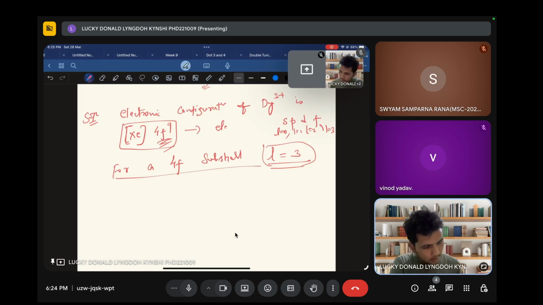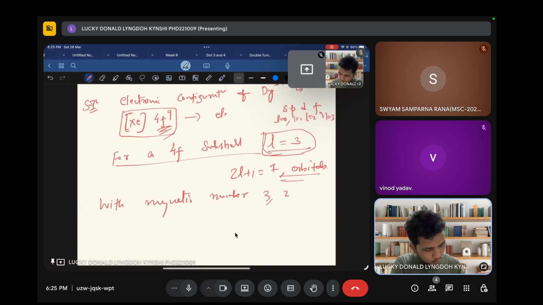With the angular momentum quantum number L equal to 3, 2L plus 1 equals 7, and you will get 7 orbitals with magnetic quantum numbers 3, 2, 1, 0, minus 1, minus 2, and minus 3. So for the 4f subshell, your angular momentum L equal to 3, and if you expand this, you will have 7 orbitals, given by the possible ML values 3, 2, 1, 0, minus 1, minus 2, minus 3.